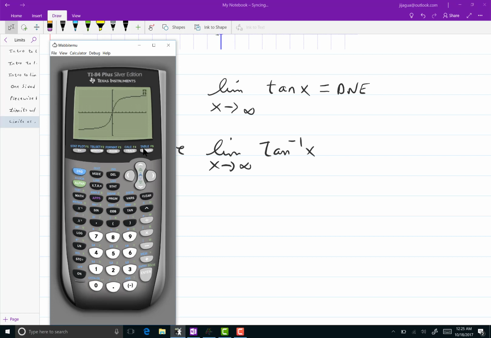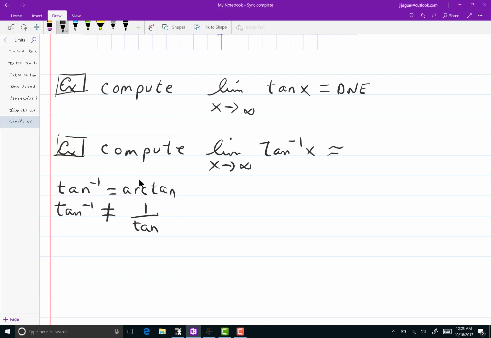Let me go to the table, and I still have huge values in for x, so let me see what the values are showing me. If you look at these values, I'm getting 1.5707, 1.57079. So you can see here, through large values of x, it is honing in on the number 1.571. I'll do 3 decimal places.